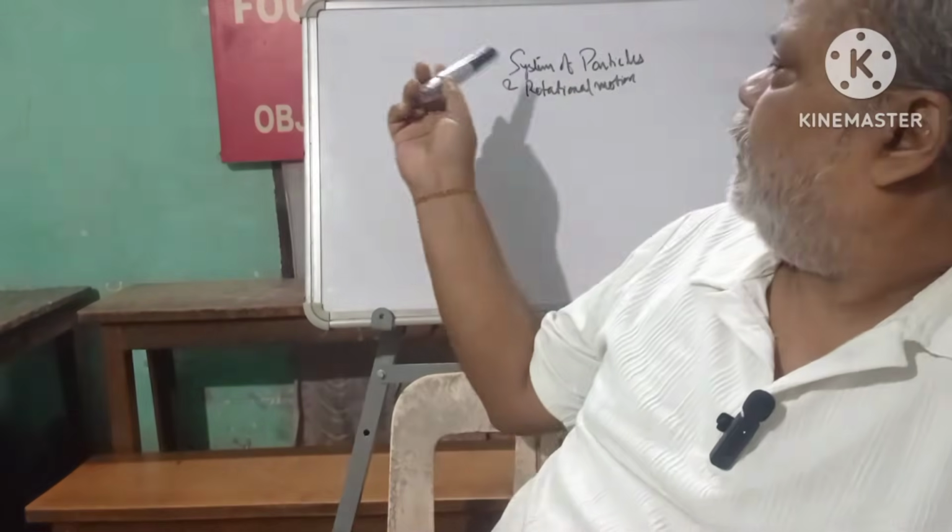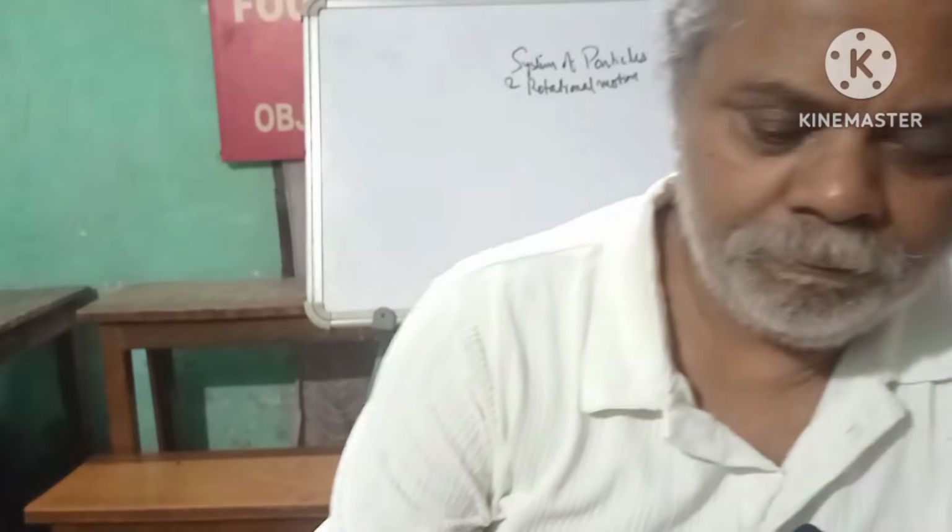Today, this is for class 11 physics, system of particles and rotational motion. In your textbook, it starts from system of particles and then it moves to the rigid body.